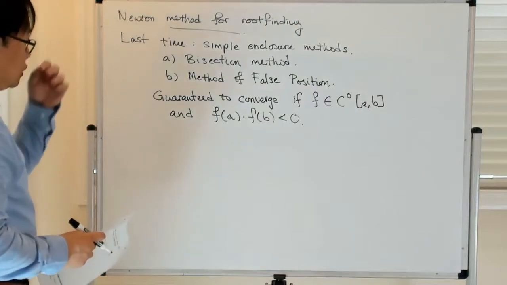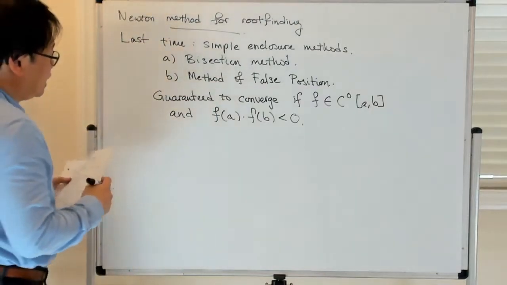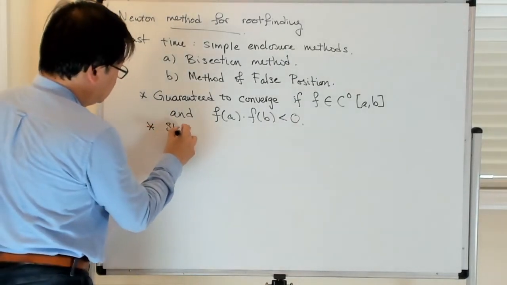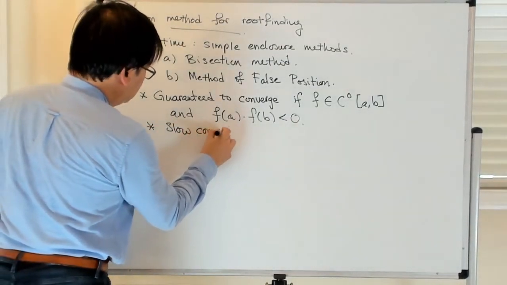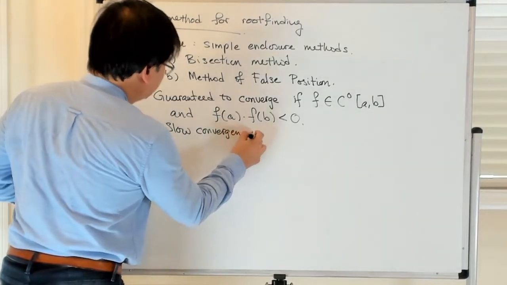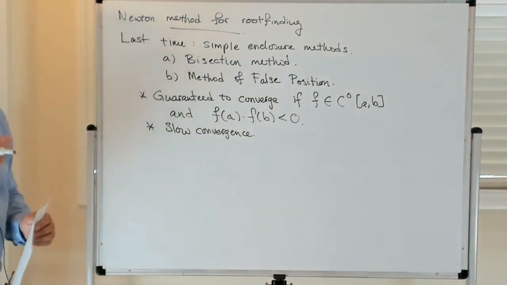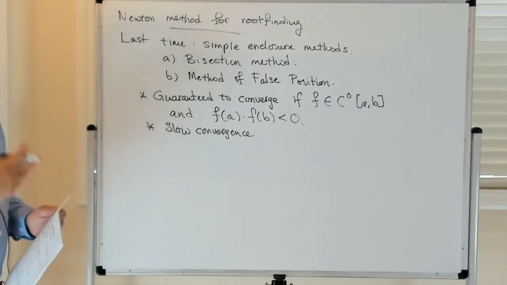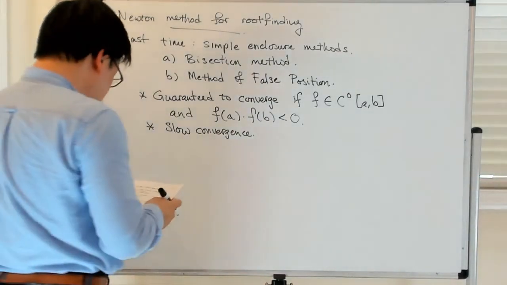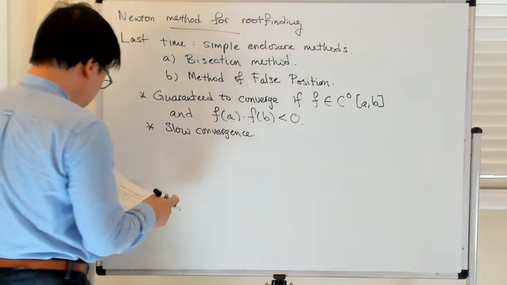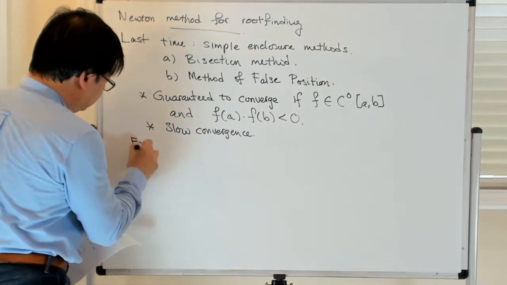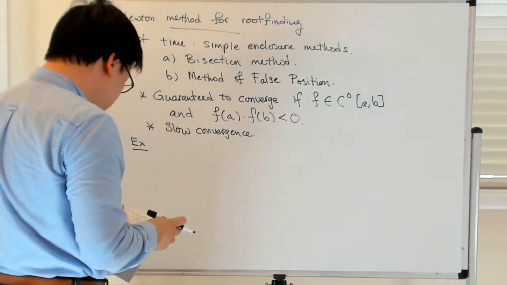That's one thing, but the problem is that these methods have a slow rate of convergence. For example, with the bisection method, you basically get one binary digit of additional accuracy every time you iterate in general. So let's look at an example of what I mean by slow convergence.